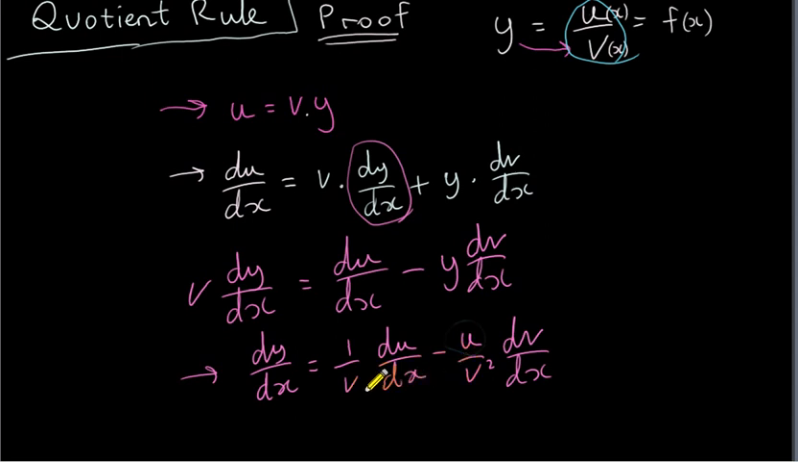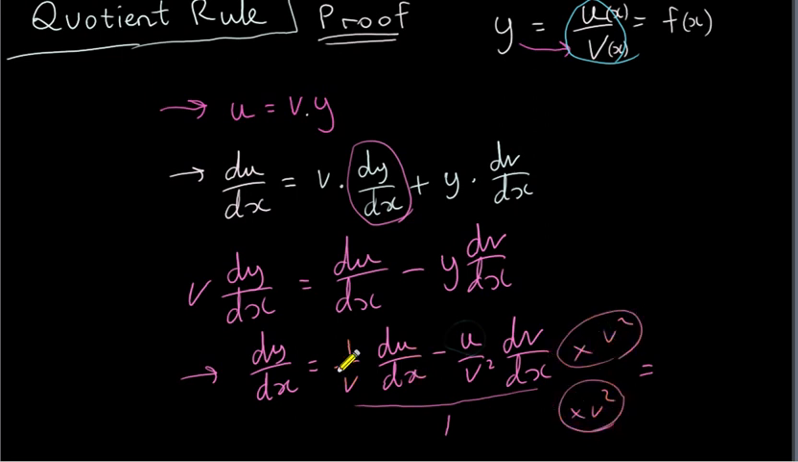The next thing now I want to do is multiply above and below by v squared. We can think of this thing as being all over 1. So if I multiply the top by v squared and the bottom by v squared, I'll get the result. So we'll have v squared times 1 over v. V squared over v is just v. So we get v times du dx. V squared times minus u over v squared gives us minus u times dv dx. And we have v squared times 1 is v squared.